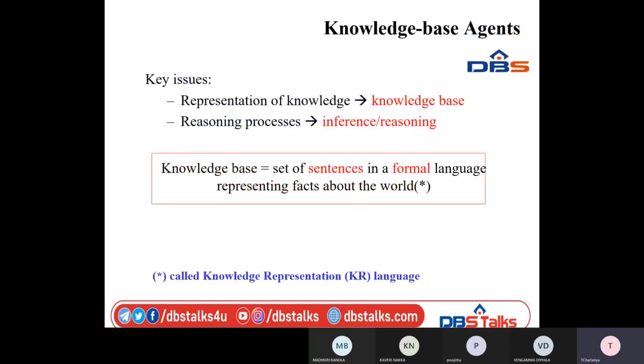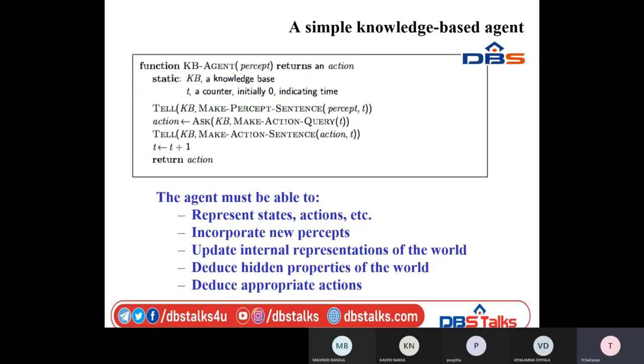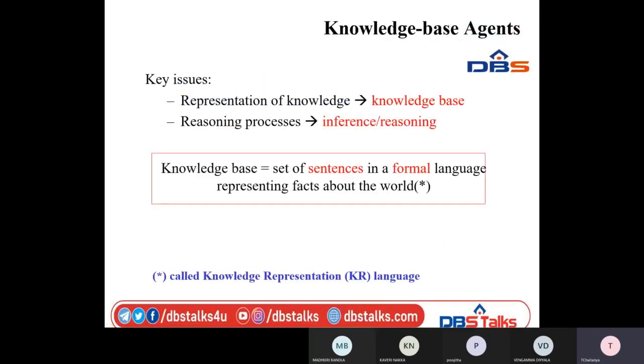Next is the representation of knowledge and the reasoning process. These two are the key issues here. Representation of the knowledge means the knowledge base: whatever data we have studied, that we have as known knowledge. The reasoning process means that to the known knowledge we find some inferences, and those inferences are attached to my knowledge data.